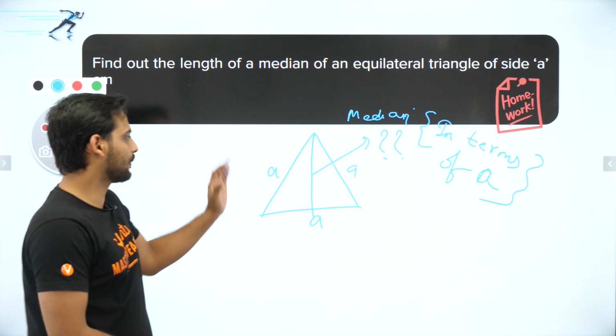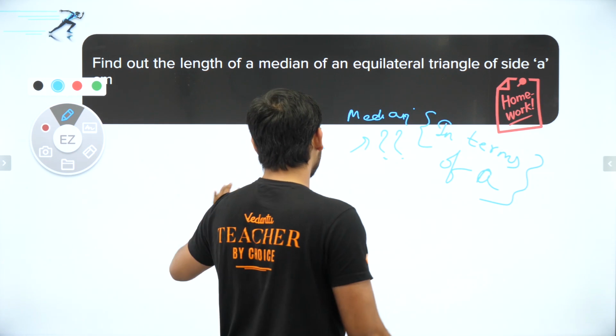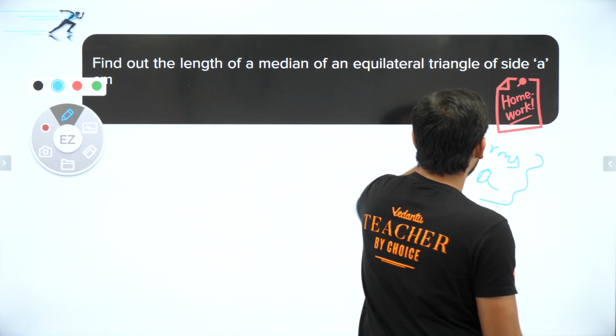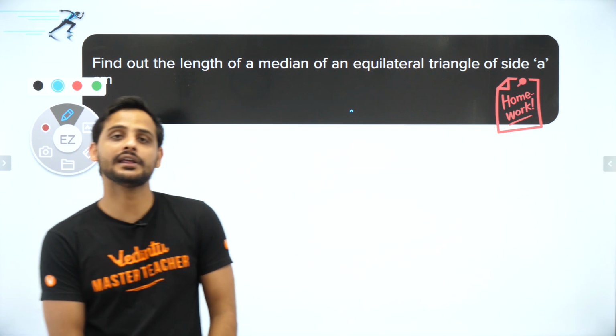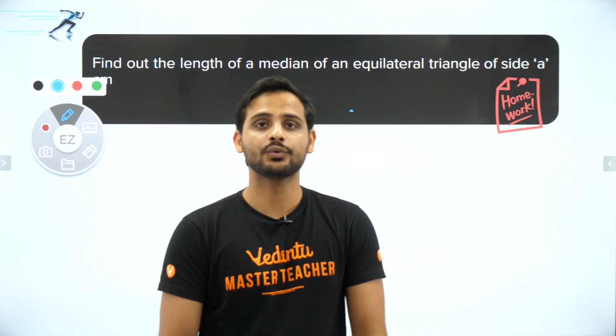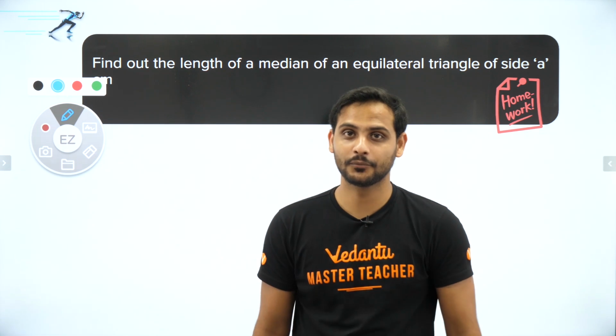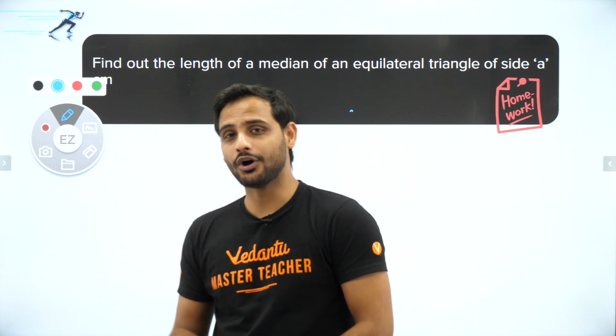So you have to find out what will be the length of this median. This is your homework question. I cannot give proofs of these questions in the homework. So you have to find the length of the median of an equilateral triangle whose side is a centimeter. Okay, so this is your homework question, and this is all for today's session.